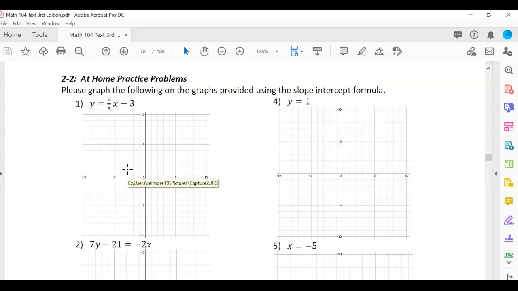So we're going to do the 2-2 at-home practice problems now. Obviously all of these say, please graph the following on graphs provided using the slope-intercept formula. So we're going to graph these equations using the slope-intercept form of the line. And specifically on the test, you're going to have to provide the slope and you're going to have to provide the y-intercept. So let's take a look at this first one, y equals 2/5 x minus 3.